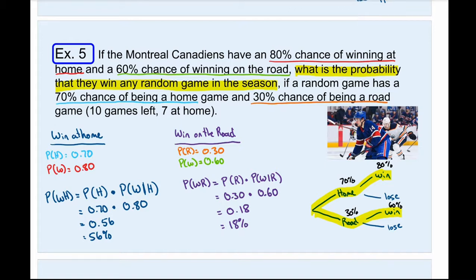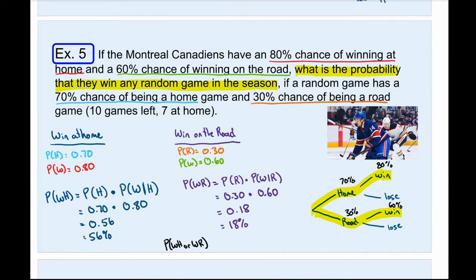Again, we're not quite done answering the question, because the question is asking, what is the probability that they win any random game in the season? So we have our two outcomes. They win at home, they win on the road. How do I figure out the probability of these two events? Well, it's here. This is the probability of winning at home or winning on the road.